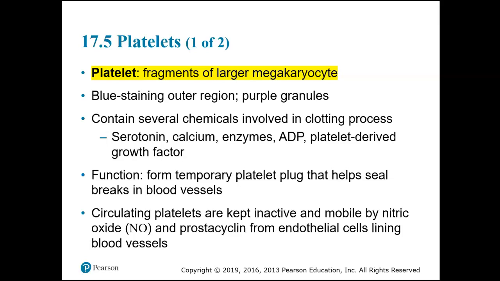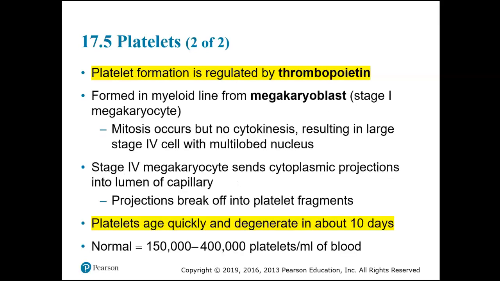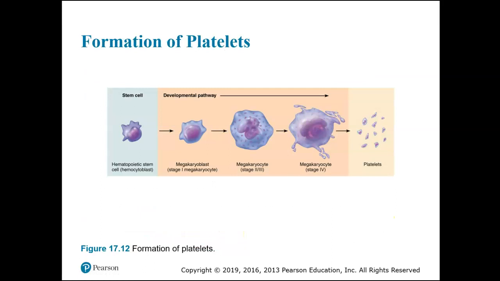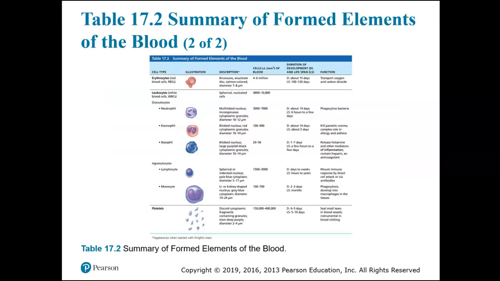Now, platelets are fragments of megakaryocytes, and of course, these are derived from the myeloid stem cell line. We also call platelets thrombocytes. So platelet formation is thrombopoiesis, and it's regulated by a hormone called thrombopoietin. Platelets do age quickly, and they degenerate in about 10 days, and the purpose of platelets is for blood clotting.